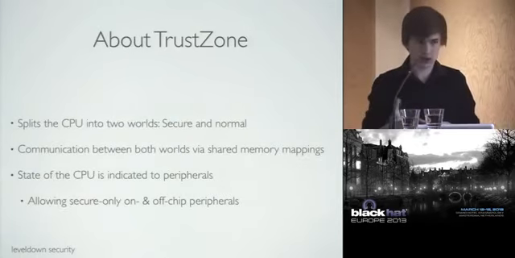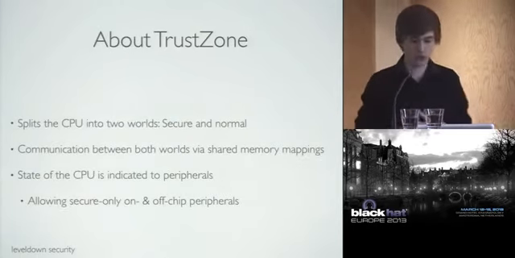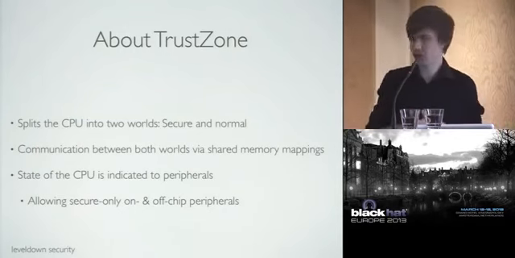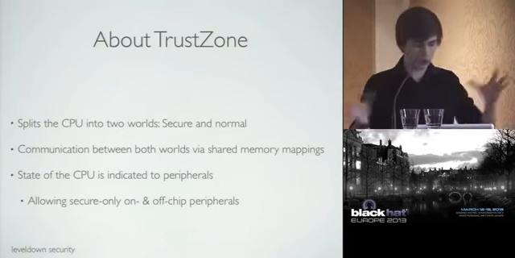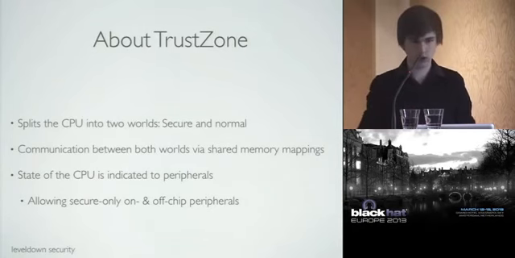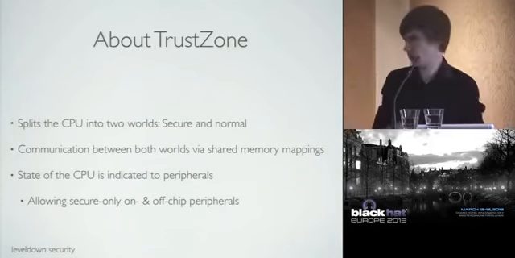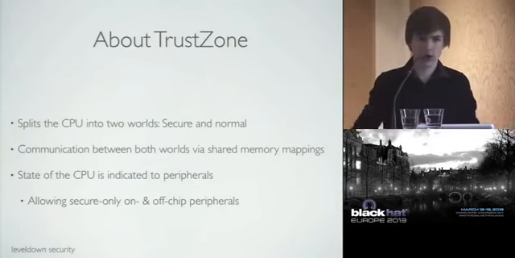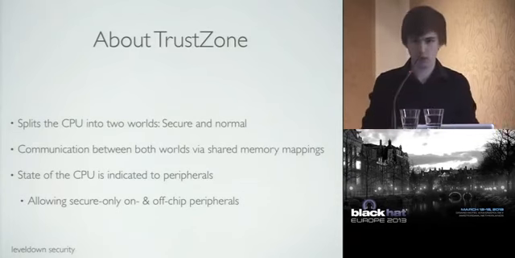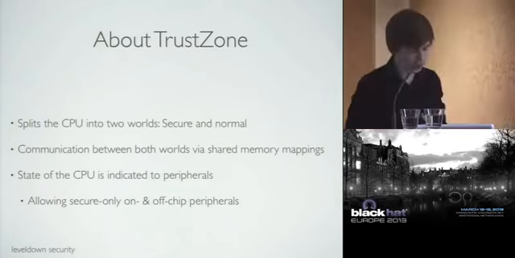Trust Zone splits the CPU into two so-called worlds, the secure world and the normal world. And you can communicate between both worlds using shared memory, so you can have small parts in memory where the normal world can write to, and then the secure world does some crypto magic or something similar on it, and then the secure world puts it back into the shared memory, and the normal world can send it by email or whatever.